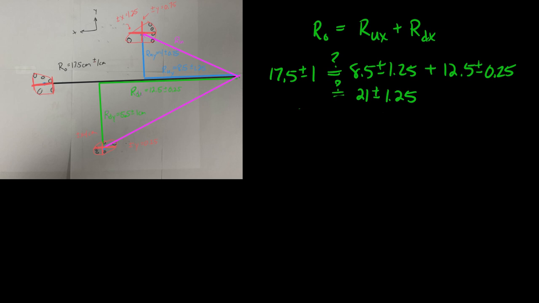And I still had people who said, I don't understand where you got that. What do you mean it's not? Well, 17.5 plus or minus 1 is from 16.5 to 18.5. And 21 plus or minus 1.25 is from 19.75 to 22.25. I took 21 and subtracted 1.25, 19.75. I took 21 plus 1.25 and got 22.25. Are these in the same range? Is there any overlap between these? And there's not. So I did not show conservation of momentum in the x direction, because I am outside the room for error.